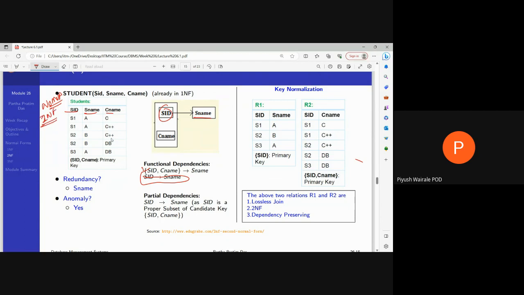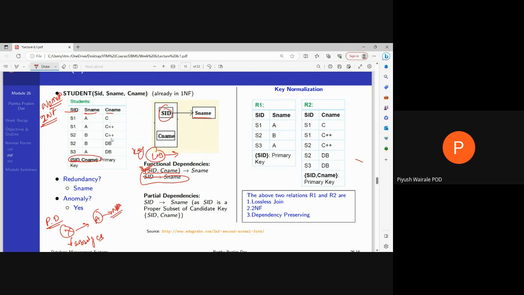So now to check whether it is in 2NF or not, we have to satisfy those conditions. So what is the key here? SID, CNAME is a primary key, right? If the left hand side of a functional dependency is a key, then this is allowed in 2NF. Only partial dependency is not allowed, right? So what is partial dependency? X determines A, where X is a subset of a candidate key and A is a non-prime attribute, right?